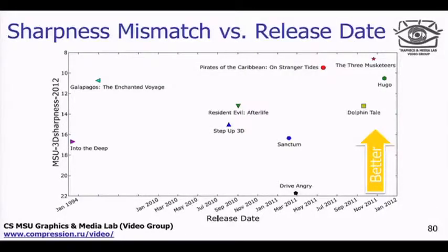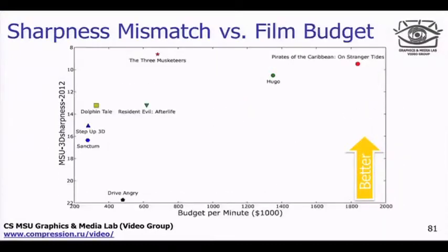And here is a numerical analysis of movies. It's generally sharpness mismatch, or maybe it's more interesting to analyze this in comparison with film budget. It shows that some movies like Drive Angry with bigger budget have several times worse parameters than, for example, Dolphin Tale with smaller budget.